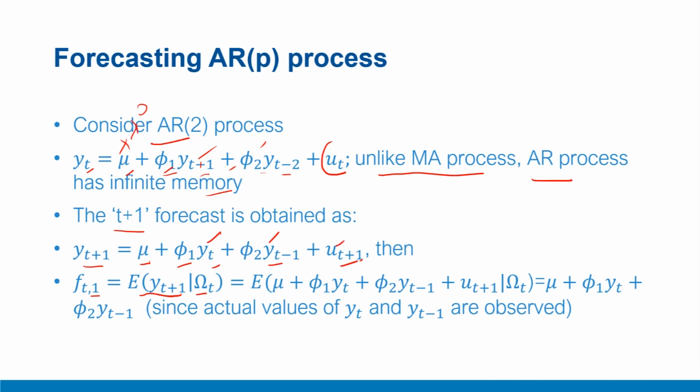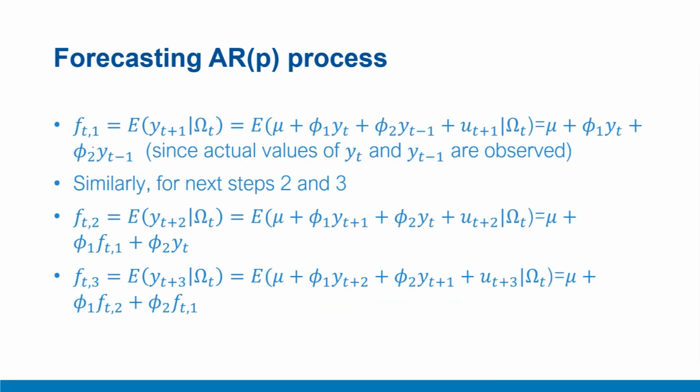And when we are computing the expected value of epsilon t plus 1, because this is not observed, it will become 0. So our expectation operator will operate on mu, yt, yt minus 1 and so on, but their actual values are available, so they will be taken. But when we compute the expected value of this term, it will become 0. So we are left with mu plus phi1 yt plus phi2 yt minus 1. These are actual values that are observed already because we are standing at time t. In this fashion, we have obtained the 1 step ahead forecast like this.